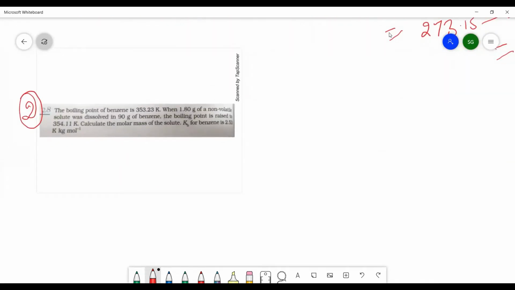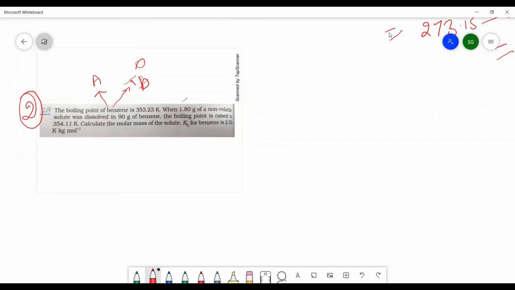Read the question carefully. The boiling point of benzene is 353.23. First of all, what is that? The boiling point of the benzene. That means it is TB naught, because benzene is A here. This is the solvent. So your A, your solvent, its TB naught is 353.23 Kelvin. So this is your TB naught.